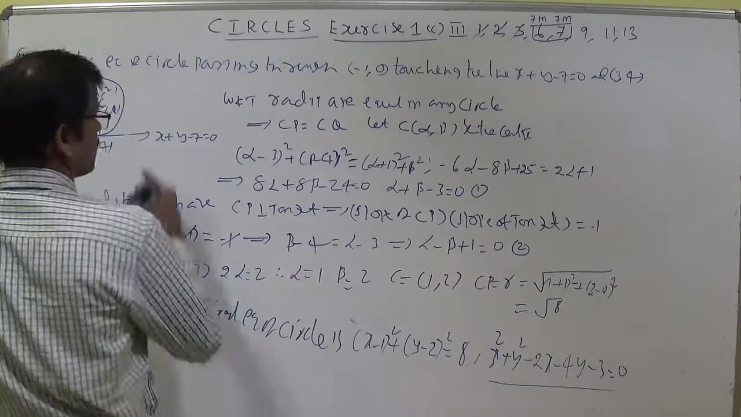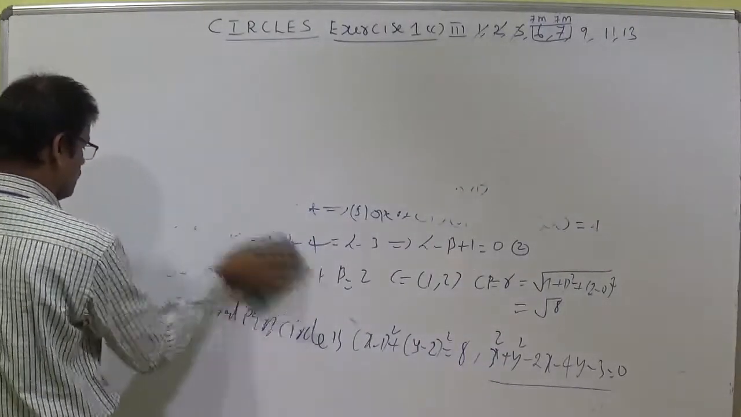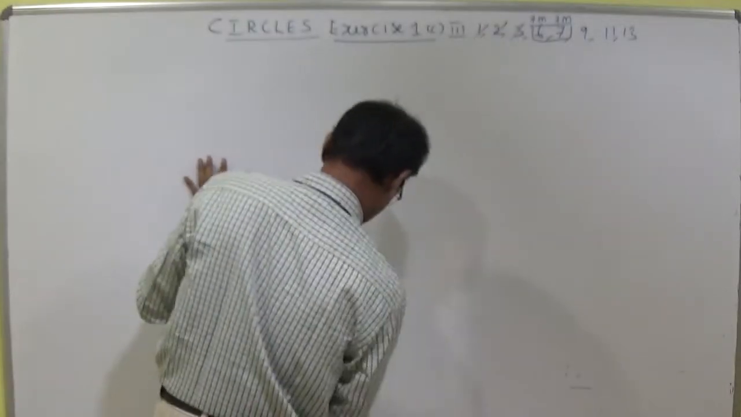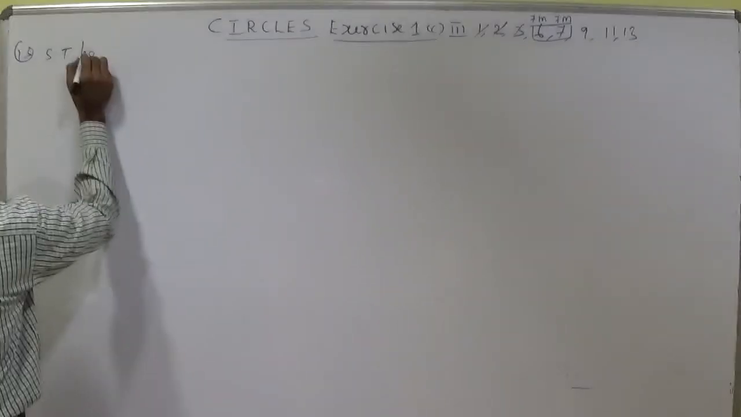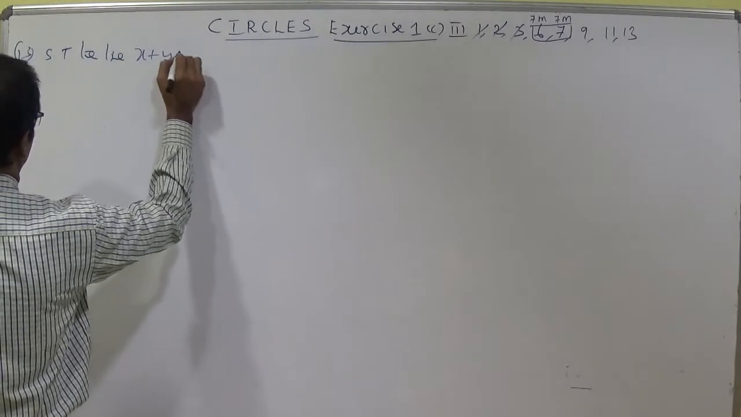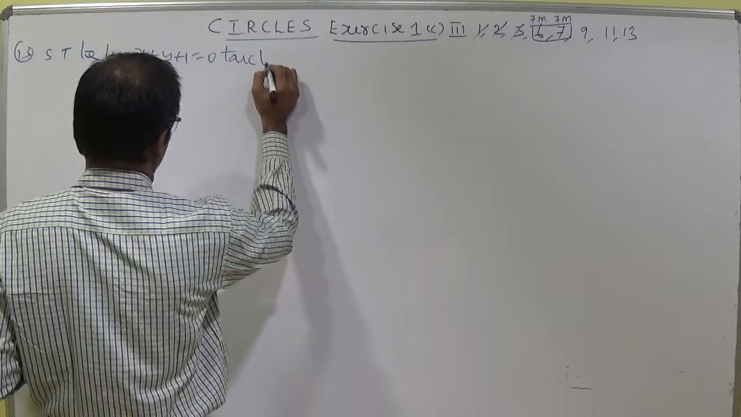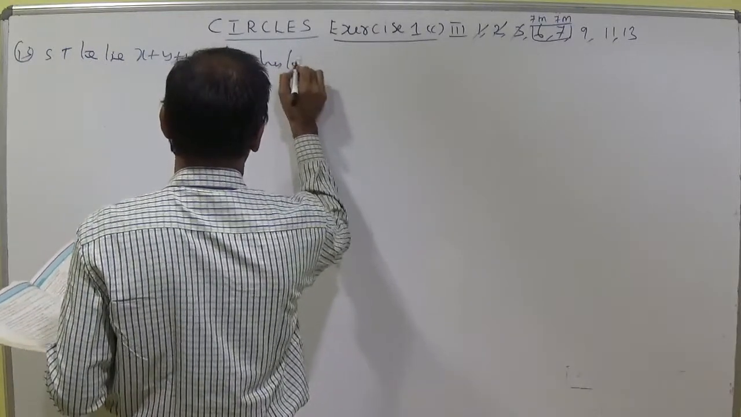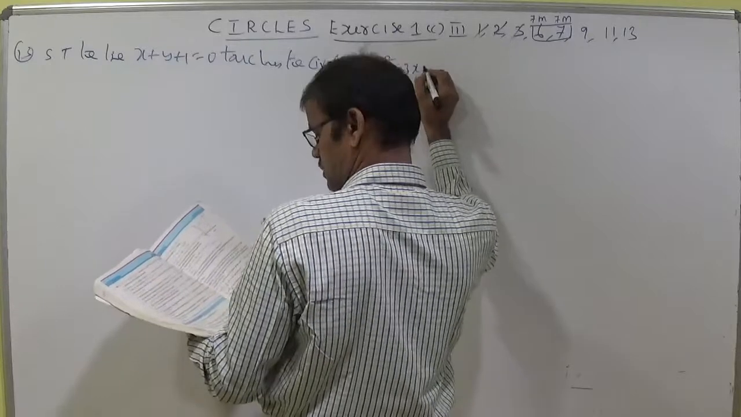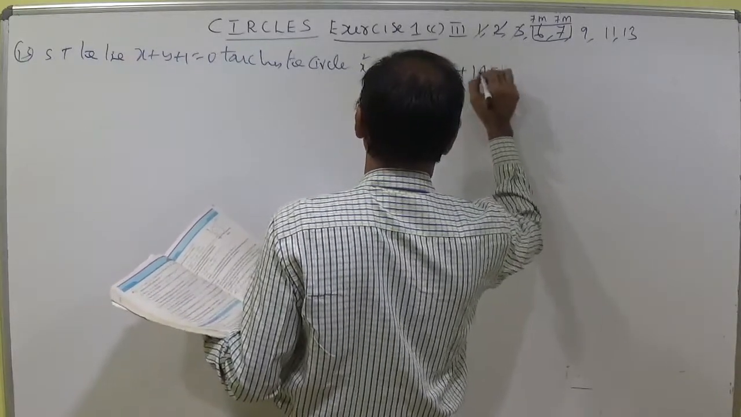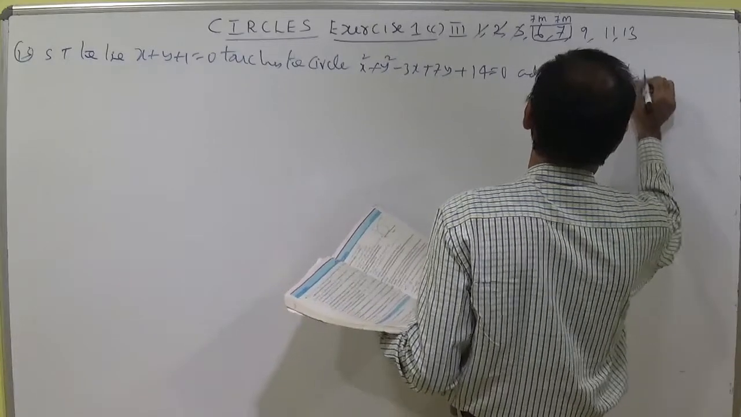Now let us discuss the 13th question. Show that the line x plus y plus 1 equal to 0 touches the circle x square plus y square minus 3x plus 7y plus 14 equal to 0, and find its point of contact.